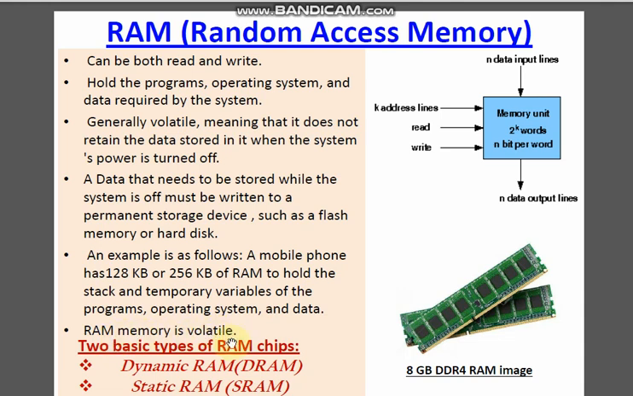RAM memory is volatile in nature, and RAM chips are of two types: dynamic RAM, that is DRAM, and static RAM, that is SRAM.